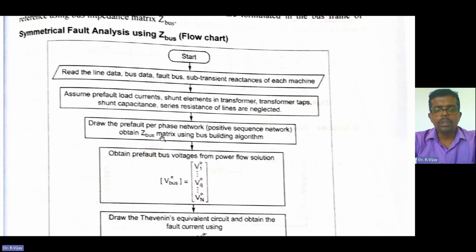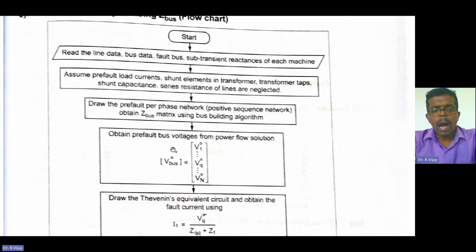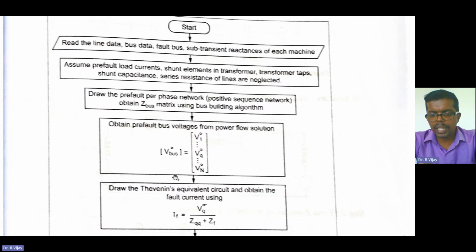After that, we need to draw the pre-fault per phase network using the positive sequence network and obtain the Zbus matrix using the bus building algorithm. The bus building algorithm we have also discussed in our previous class. Next, obtain the pre-fault bus voltage from the power flow solution, that is, Vbus naught equal to V1 naught up to Vn naught. So the pre-fault bus voltage, that is, the initial bus voltage, we need to calculate.